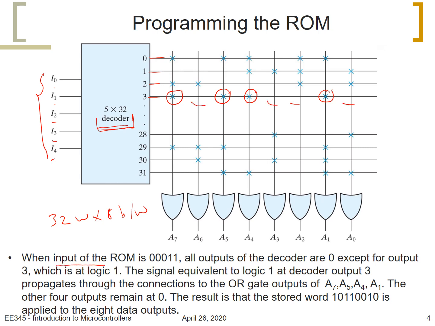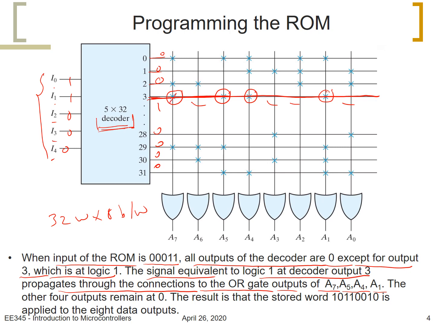So when the input of the ROM is 00011, which means this is 1, this is 1, and all others are zeros. These are the outputs of the decoder. So all outputs of the decoder are 0, except for output 3, which is at logic 1, as we have just mentioned. The signal equivalent to logic 1 at decoder output 3 propagates through the connections to the OR gate outputs of A7, A5, A4, A1, which is the following.